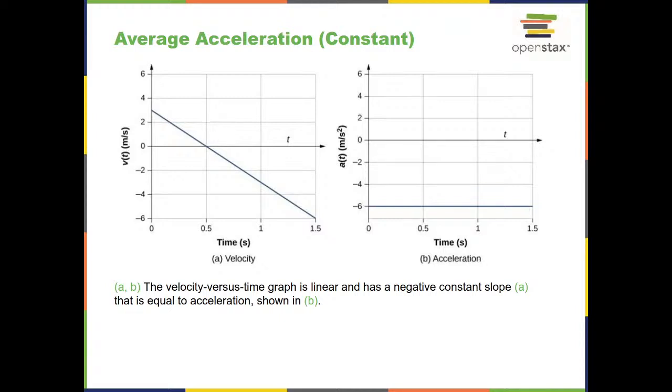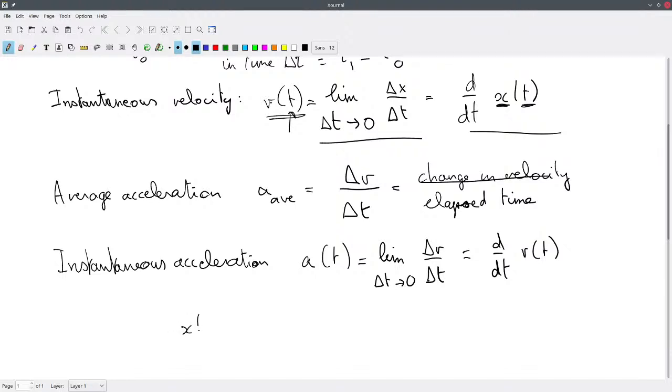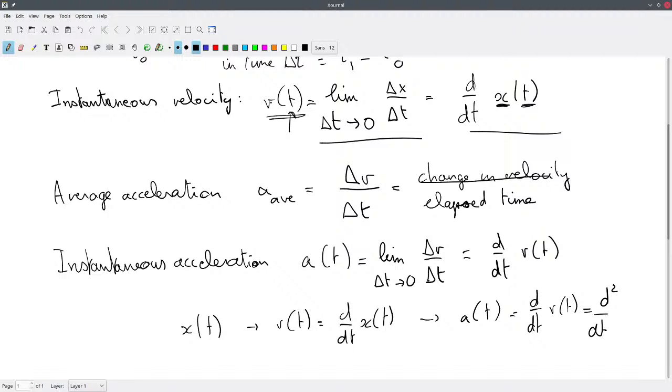So indeed, if you put everything together now, we've got x as a function of t, then v as a function of t is d/dt of x, and then a as a function of t will be d/dt of v, or d²/dt² of x as a function of time. So we've got our second derivative with respect to time of the function x.